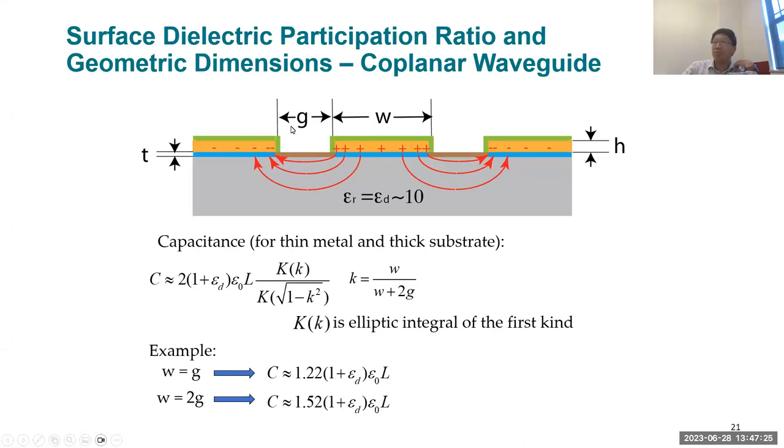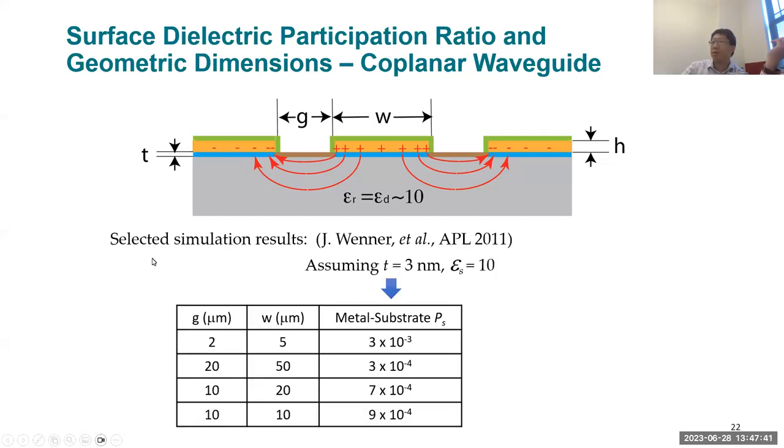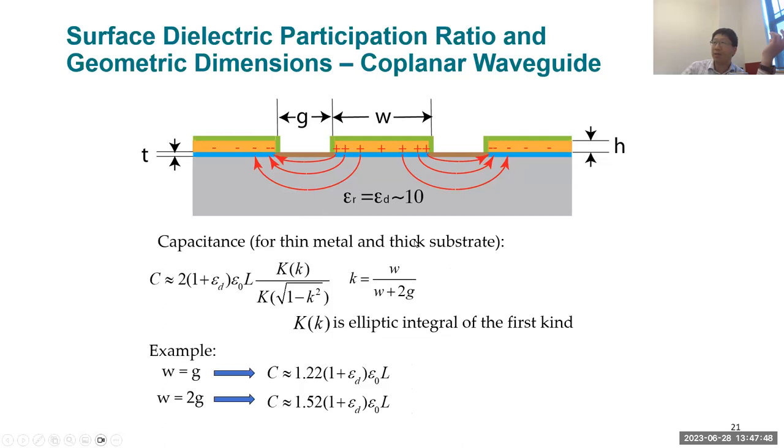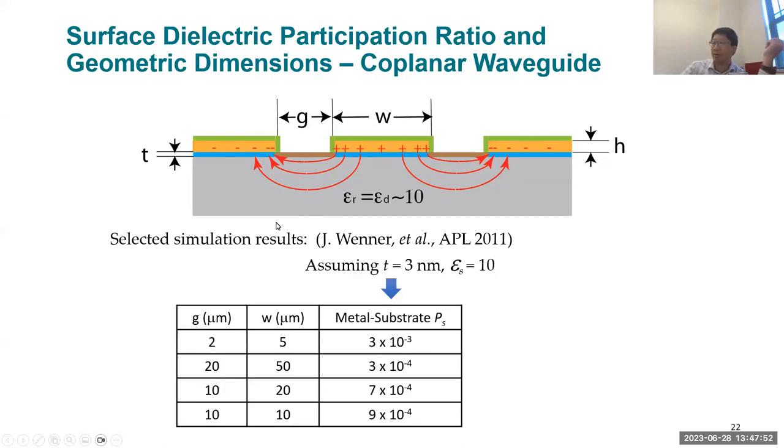And if W is 2G, meaning a wider center pin, obviously you get a slightly larger capacitance out of that. So for this kind of geometry, you can not only calculate capacitance, you can also try to get the surface participation ratio as well. So here is the result that people generally have to resort to numerical simulations because you don't have these kind of elliptical integrals that directly give you results.